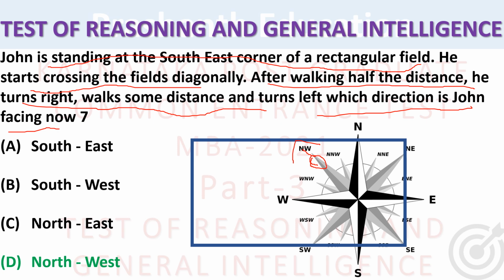Simply, we have to follow the map and find in which direction he is traveling. From here he will travel diagonally, then again take a right, travel, then take a left. So he is here. The correct direction which John is facing is northwest. Now let's go to the next problem.